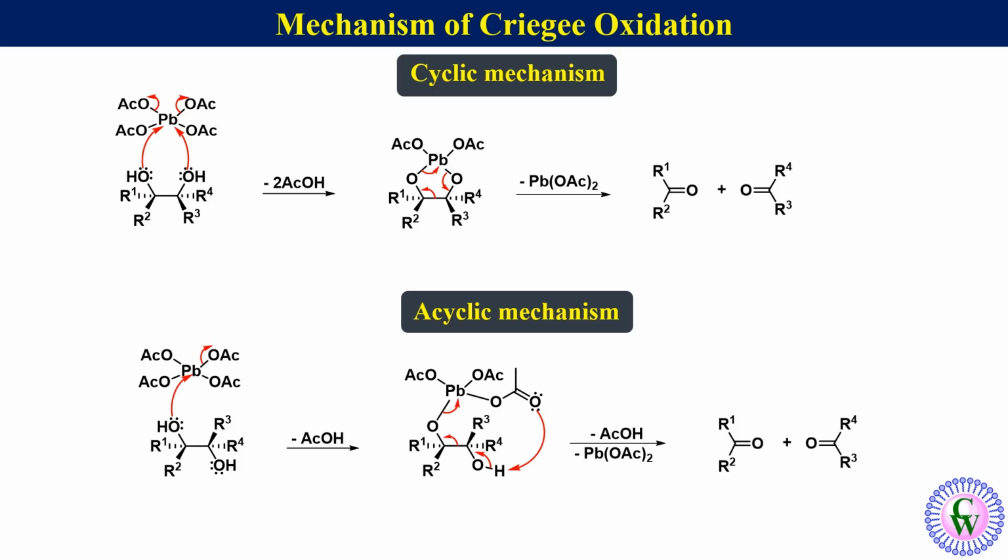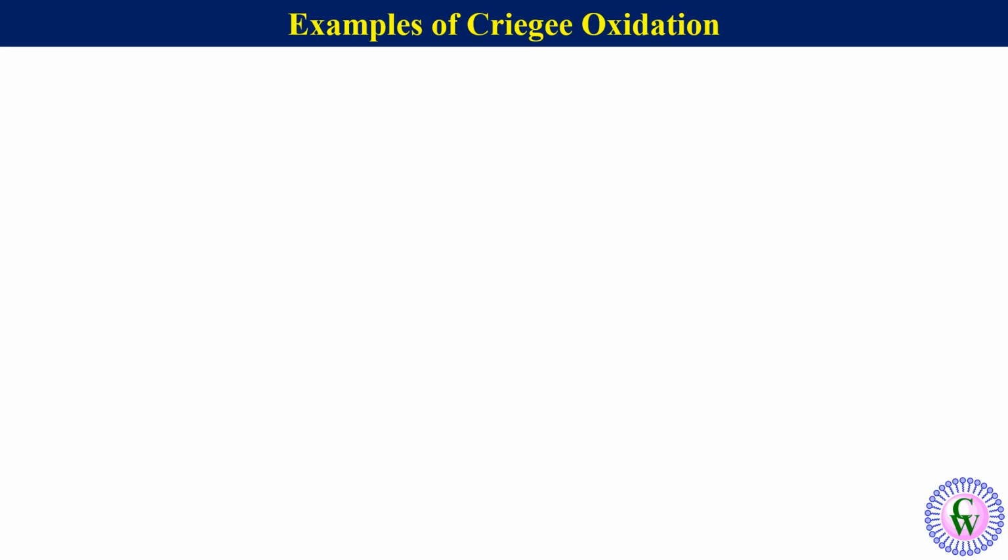Examples of Criegee oxidation. Criegee oxidation of 2-methylbutane-2,3-diol. To draw the products, break this CC bond that will give these two fragments and then convert CO single bond to CO double bond. Thus, the products will be this aldehyde and acetone.